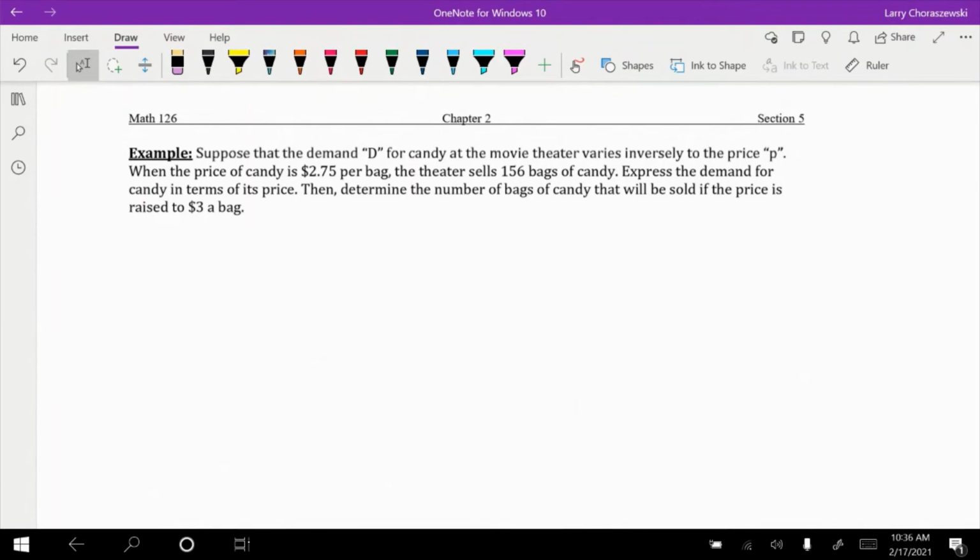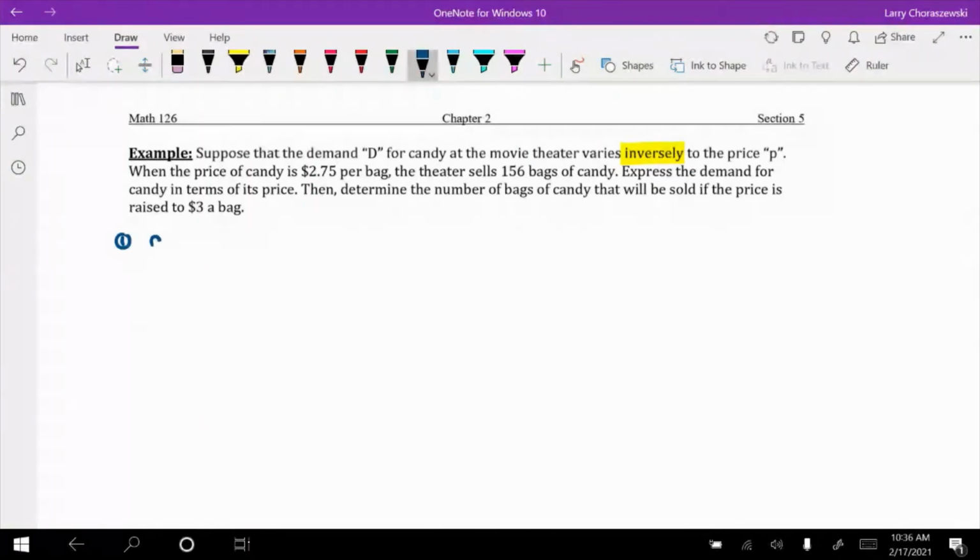Here we have the demand D for candy at a movie theater, which varies inversely to the price P, and that would be price per bag of candy. And the price of candy is $2.75 per bag, which I'd love to see. The theater sells 156 bags of candy. We want to express the demand for candy in terms of its price. All right, and then we'll use that to figure out the number of bags of candy sold when the price is raised to $3.